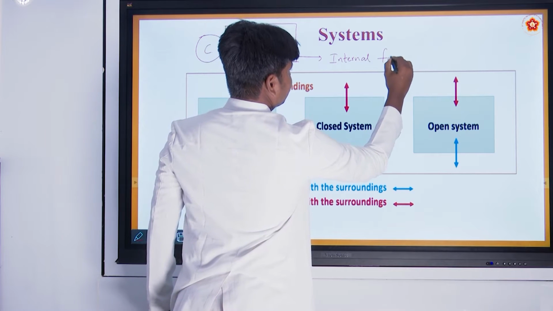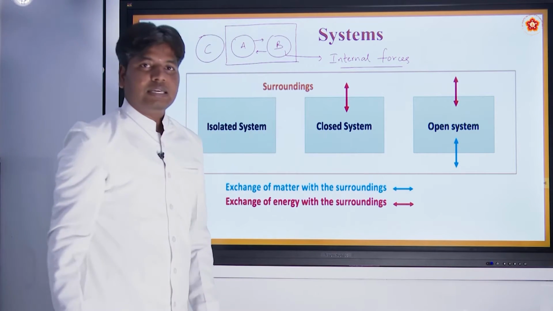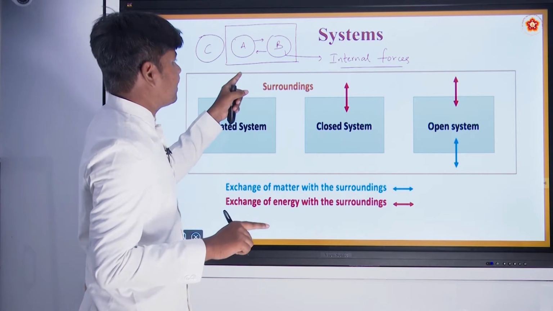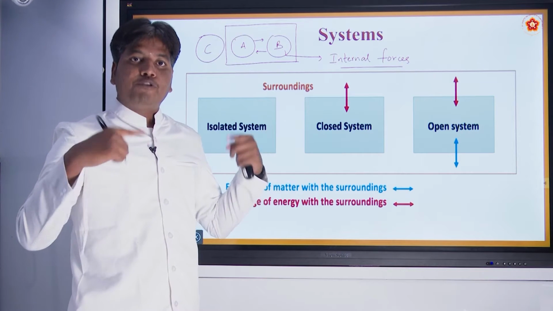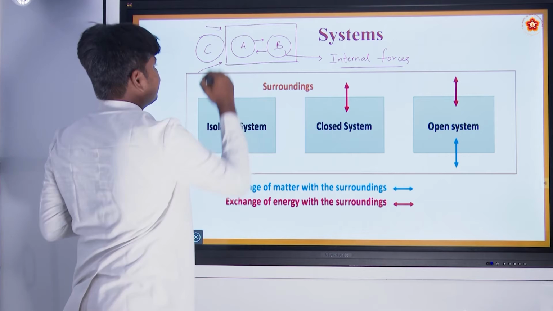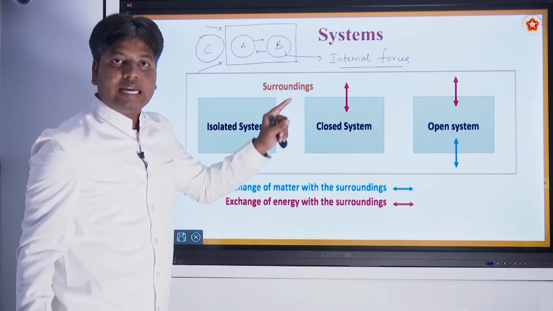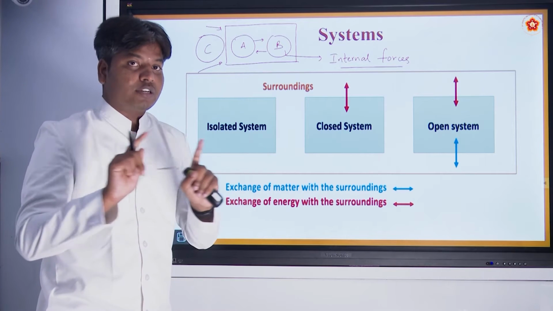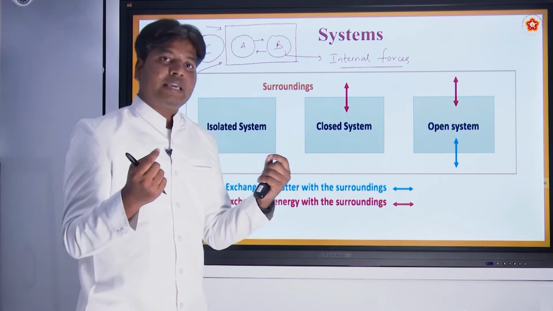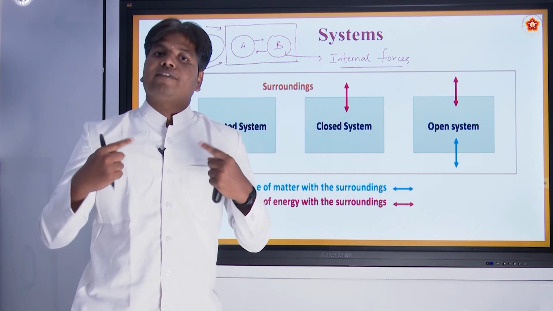We call as internal forces. If an external agency which is not part of the system is acting a force on the system in any way, if C is exerting a force on A or B, that we call an external force, because C is not part of the system. Any force which is being exerted on the system of A and B we call external forces.